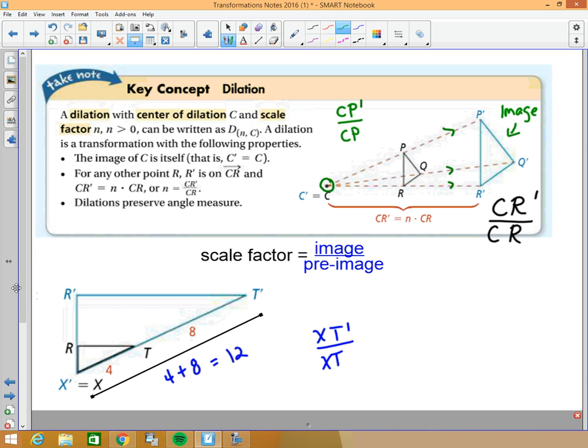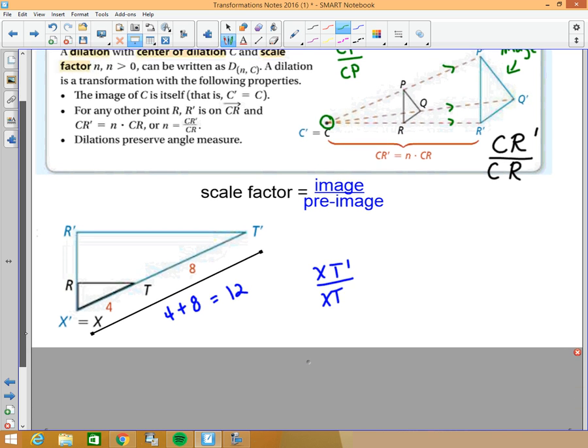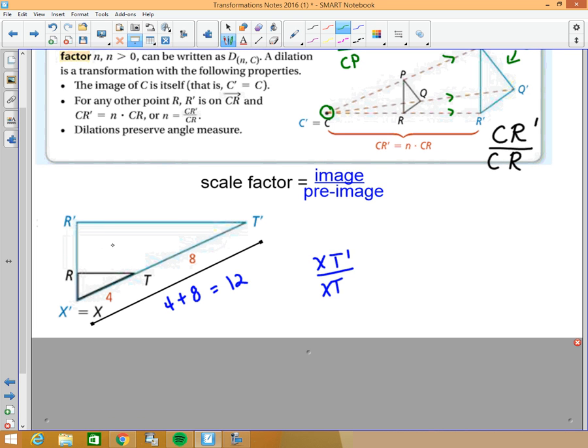Okay, so we look down here, let's try it with numbers. Now be very careful with this one when we have images within images, because if you notice, they're telling us that from X to T is 4 and from T to T prime is 8. So if I actually want to get the distance from X to T prime, I have to add this 4 and 8.